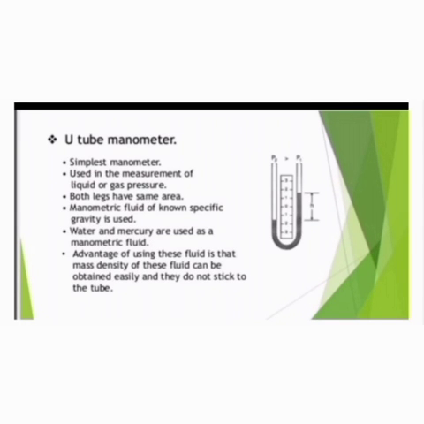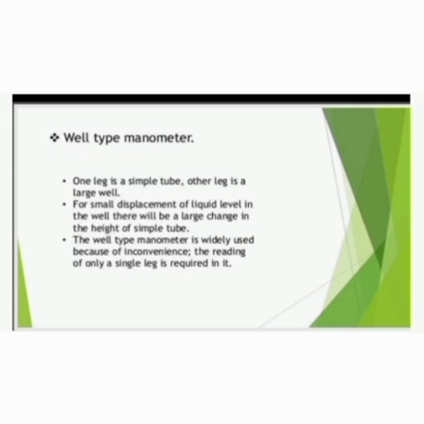U-tube manometer is the simplest manometer used in the measurement of liquid or gas pressure. Both legs have the same area. Manometer fluid of known specific gravity is used. Water and mercury are used as manometric fluids. The advantage of using these fluids is that the mass density of these fluids can be obtained easily and they do not stick to the U-tube.